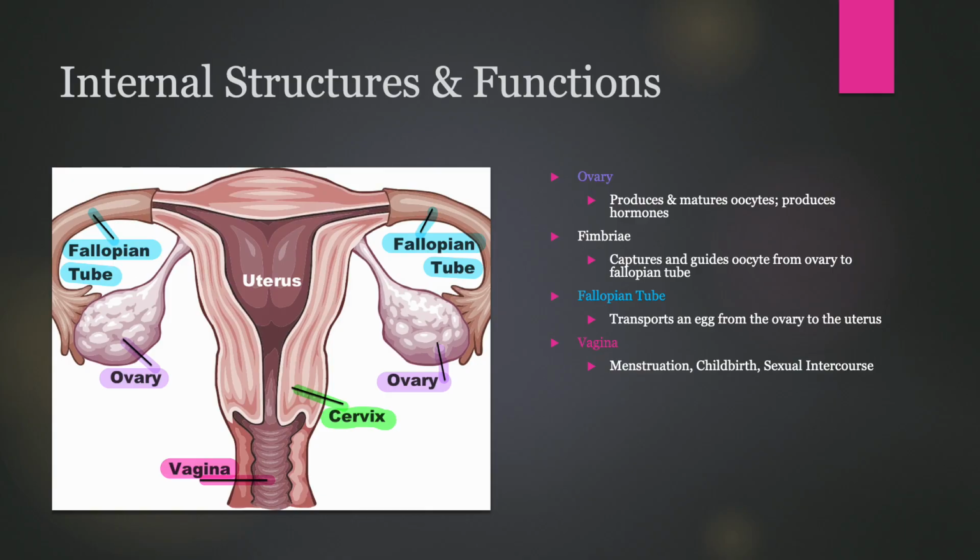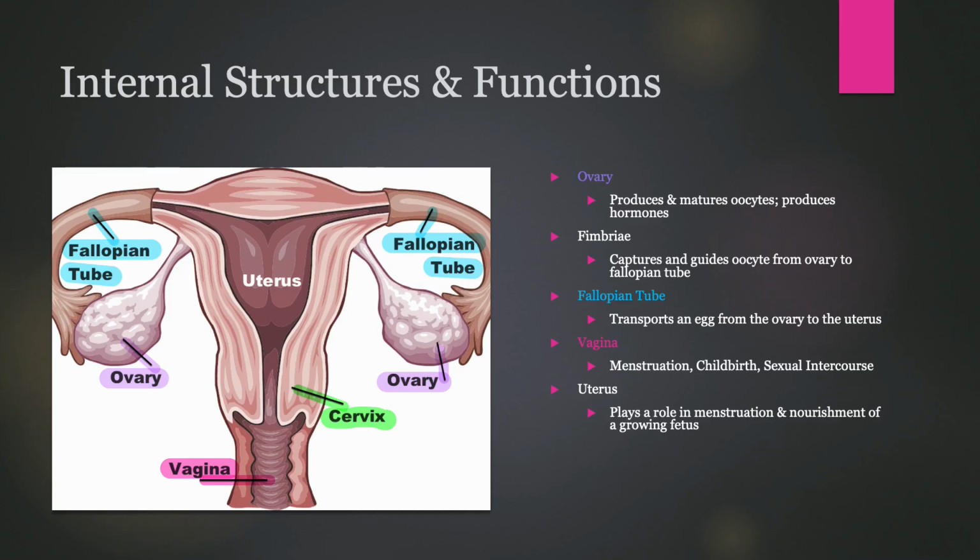Next, we have the vagina that is highlighted in pink over at the bottom of the photo. The purpose and function of the vagina is for menstruation, childbirth, and sexual intercourse.